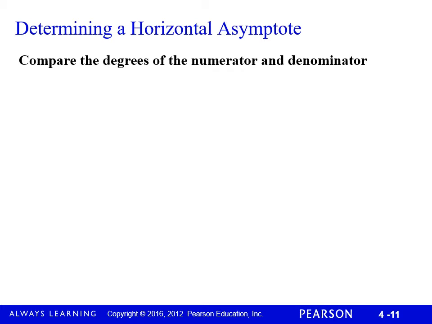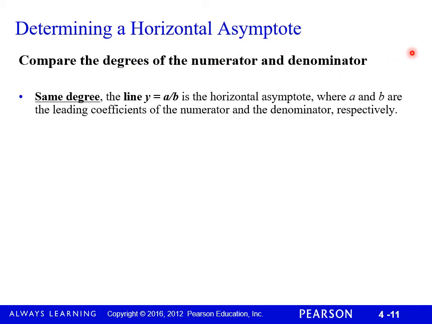We also have something called a horizontal asymptote, or a horizontal line, okay? And in order to find these horizontal asymptotes, we compare the degrees of the numerator and the denominator. Now remember, the degree of a polynomial is the largest exponent. So we're going to look for the largest exponent in the numerator and the largest exponent in the denominator. If they are the same degree, the line y equals a over b is the horizontal asymptote, where a and b are the leading coefficients of the numerator and denominator.